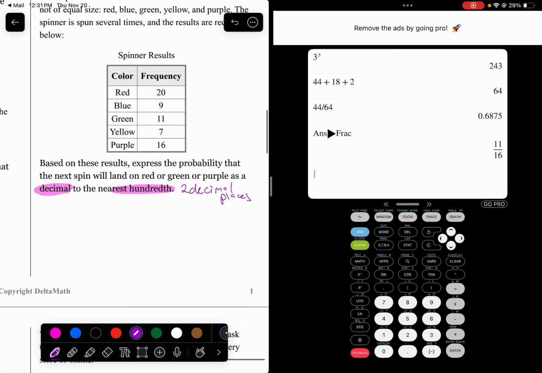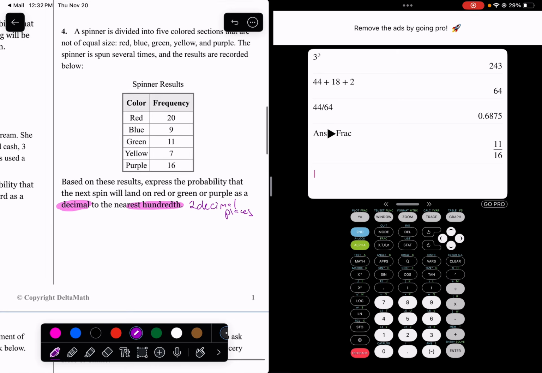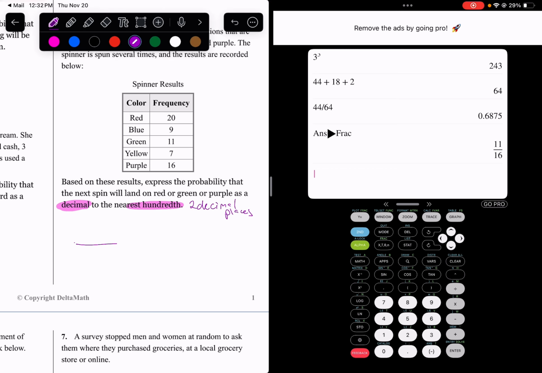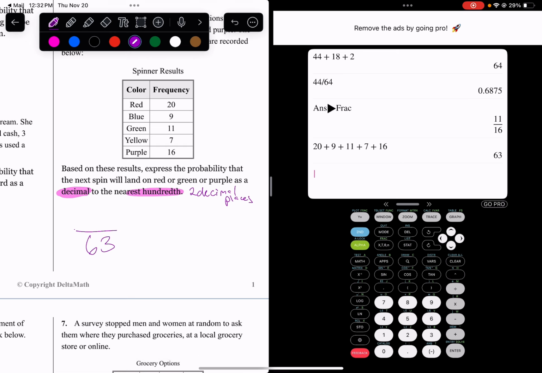All right, so first we have to figure out, okay, well, how many times was this trial run, right? What's our total number of outcomes that we have here? And in this case, we have 20 plus 9 plus 11 plus 7 plus 16. And I got 63 as my total number of possible outcomes here. And they want the probability that we get red, green, or purple. Well, the chances of getting red are 20 out of those 63. My chances of getting green are 11. And my chances of getting purple are 16.